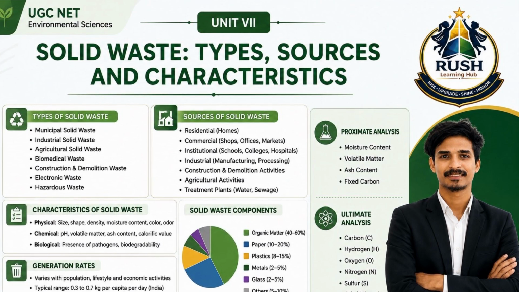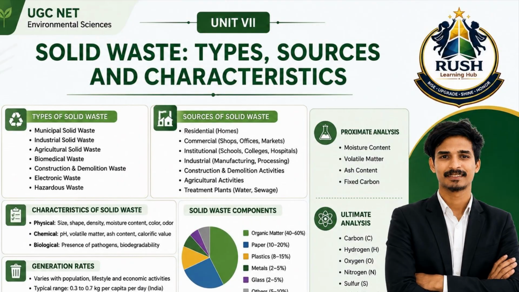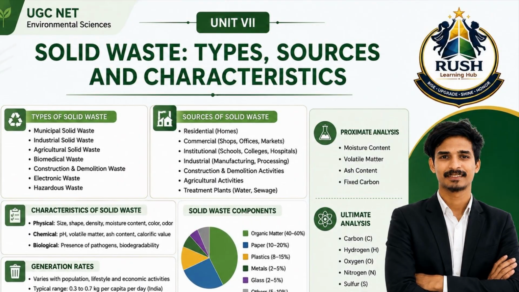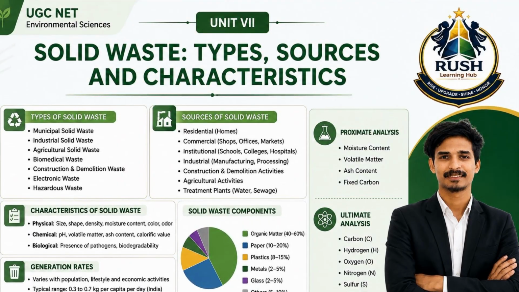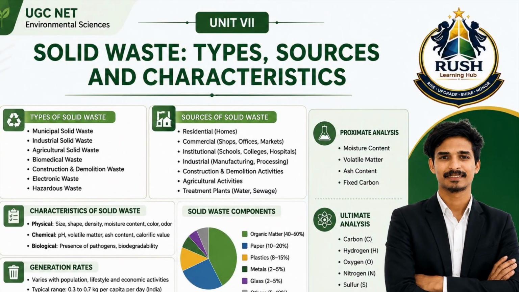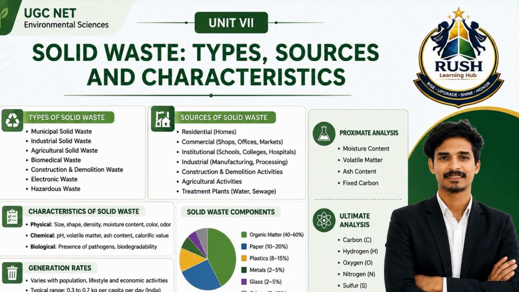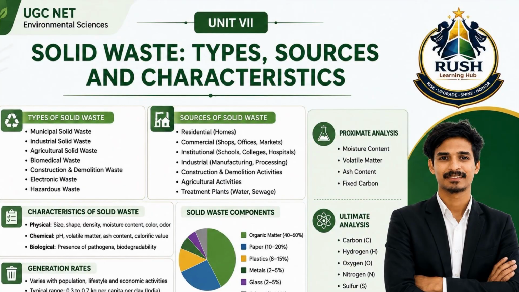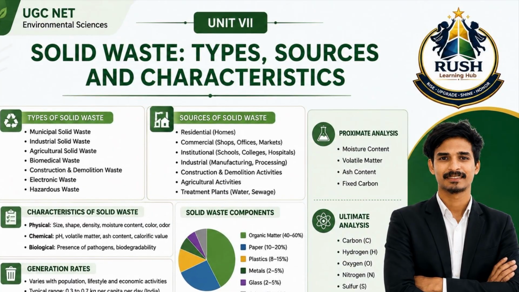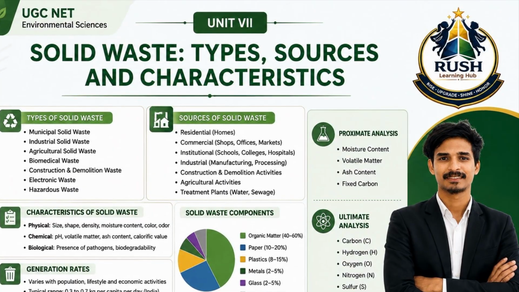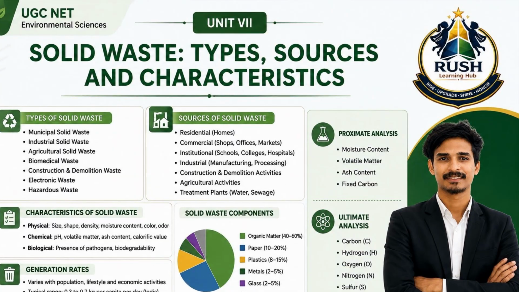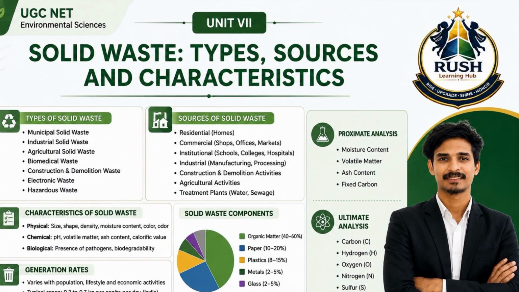The fifth type is biomedical waste, generated from hospitals, clinics, laboratories, blood banks, and veterinary facilities. Examples include used syringes, contaminated dressings, pathological waste, and expired medicines. Biomedical waste requires special treatment because it may spread infectious diseases.